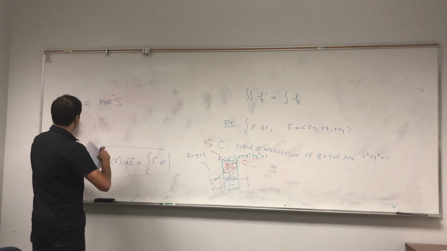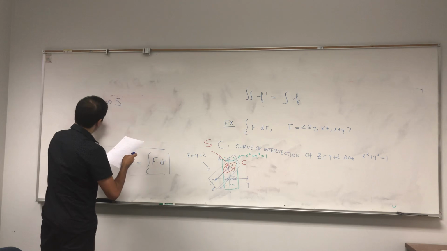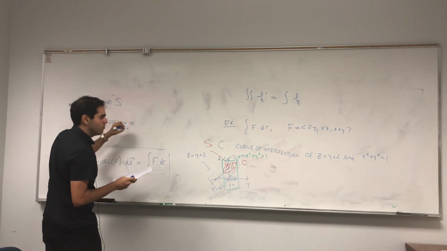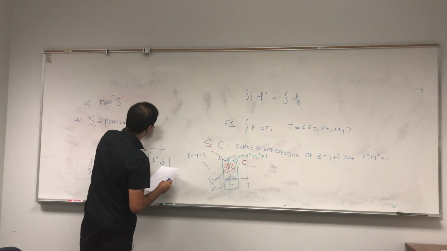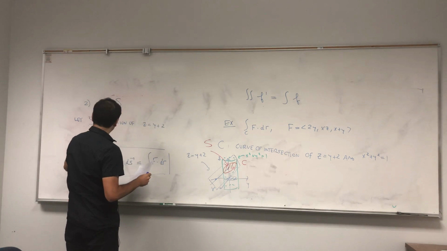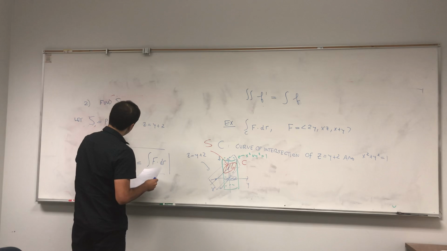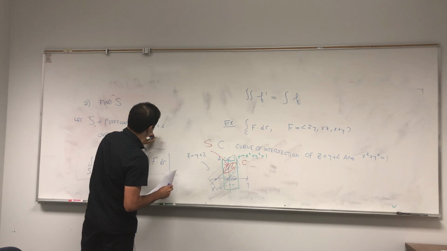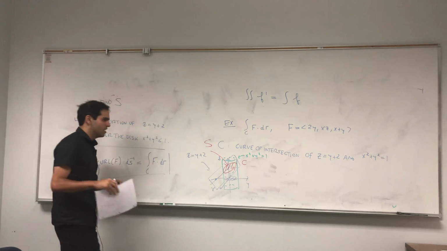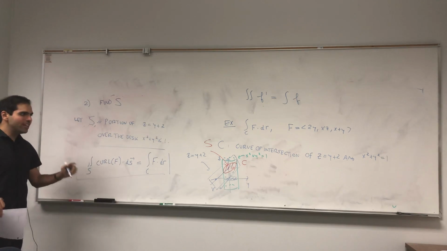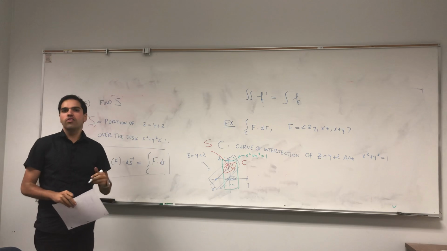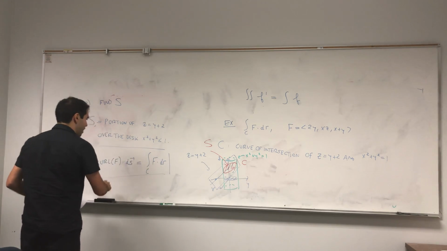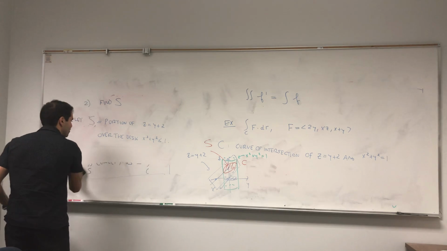So, let S be the portion of z equals y plus 2 over the disk x squared plus y squared less than or equal to 1. Again, as long as the boundary curve is the same, you still get the same answer. And now what you want to use is, of course, Stokes' Theorem.